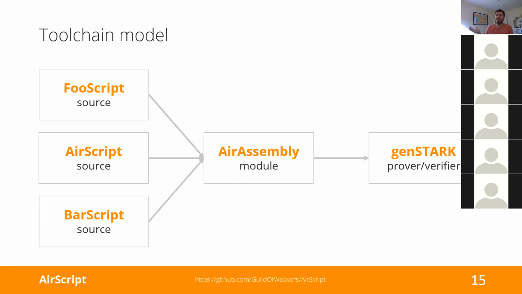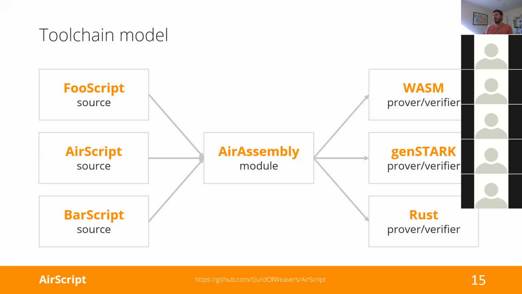I'm hoping that AirAssembly can be generic enough that other people can create different types of scripts. AirScript is just one example, but maybe somebody will come up with something else that compiles to AirAssembly. And maybe in the future we'll have different provers that can work off AirAssembly, something written in WebAssembly or Rust and so forth. But as of right now, I think GenSTARK is the only prover-verifier that works with AirAssembly, and AirScript is the only language that compiles into AirAssembly. I just finished AirAssembly about a month ago, so I wouldn't expect anybody to do anything yet.